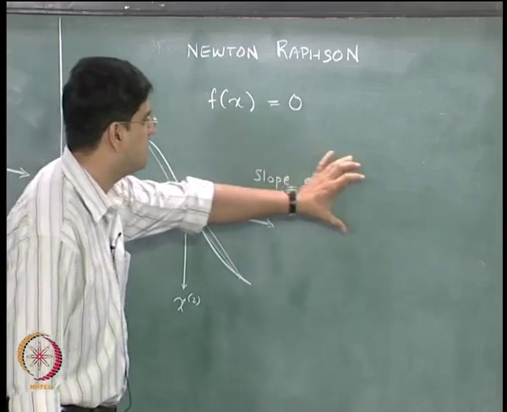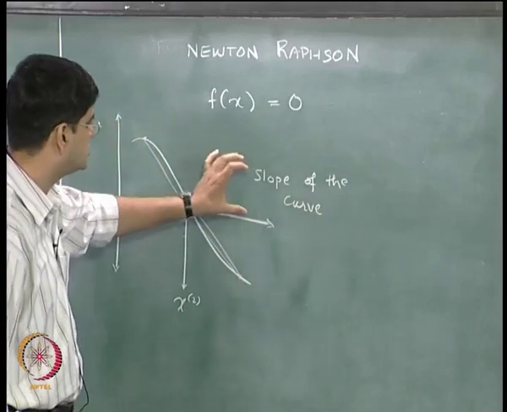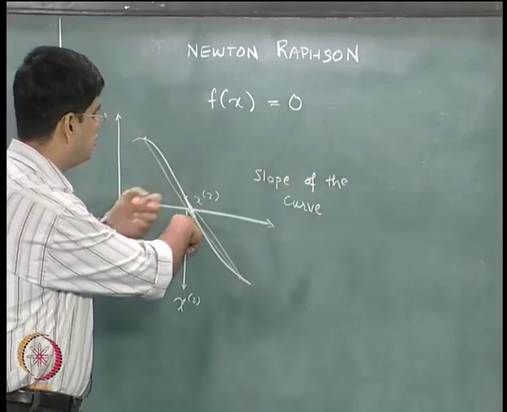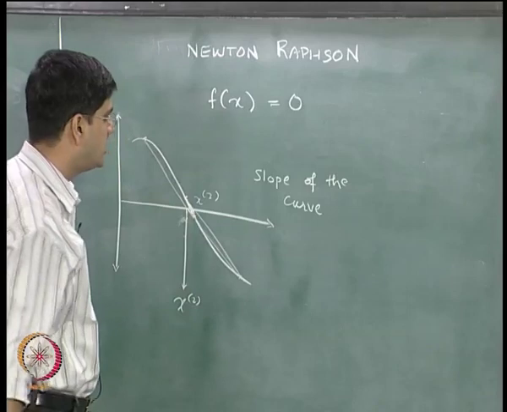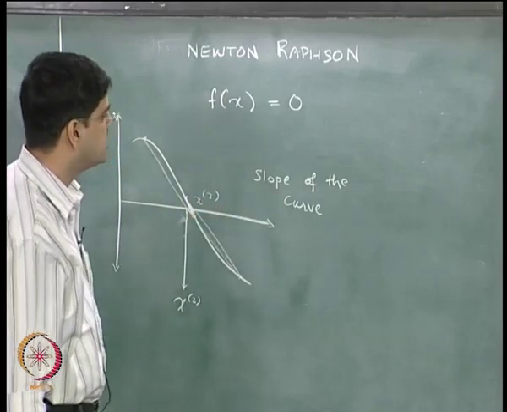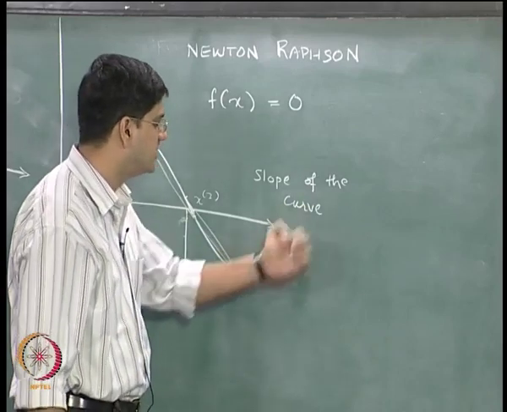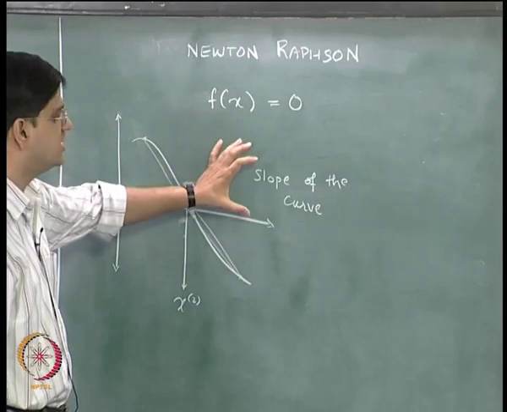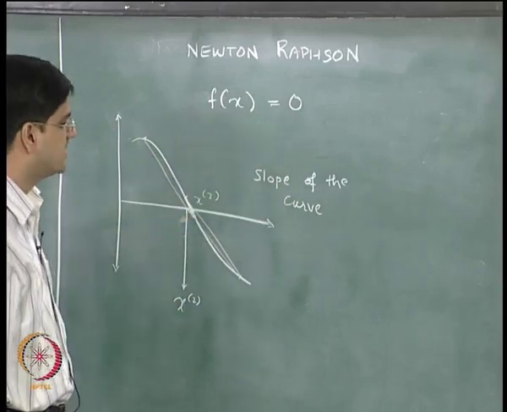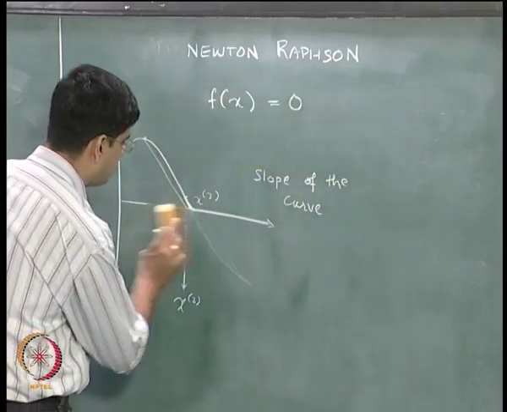So the question that we ask ourselves is, instead of calculating the slope of the curve by using the previous solution x2 and the current solution x3, what else can we do in order to get the slope of that curve? And the straightforward answer is nothing but its first differential with respect to x. So that is what we do essentially in the Newton-Raphson method.